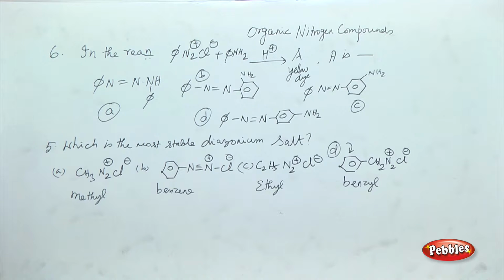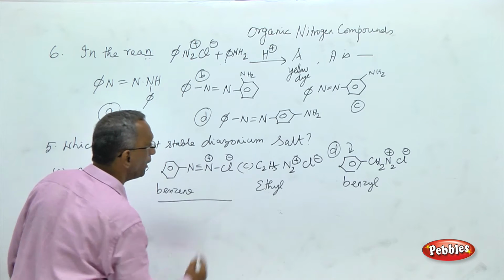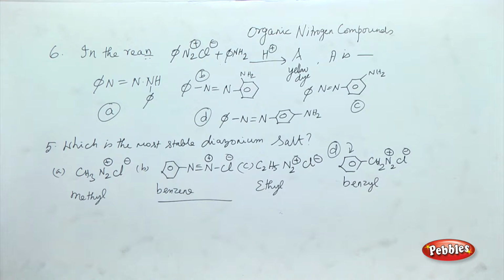So here we have to remember the two important formula differences. C6H5CH2 is the benzyl group, whereas C6H5CO is the benzoyl group. Already we have worked some questions on that. Now this is different. Here, which of the following diazonium salts is the most stable? We have studied only benzene diazonium chloride. So from this we see that benzene diazonium chloride is the most stable.